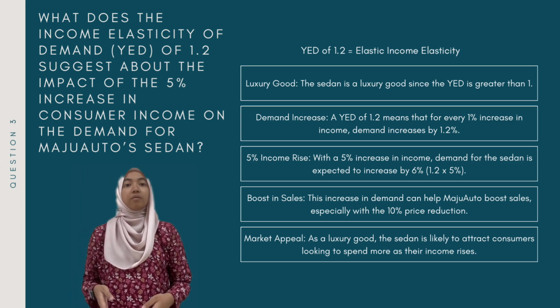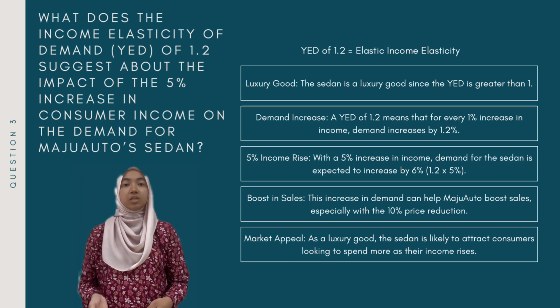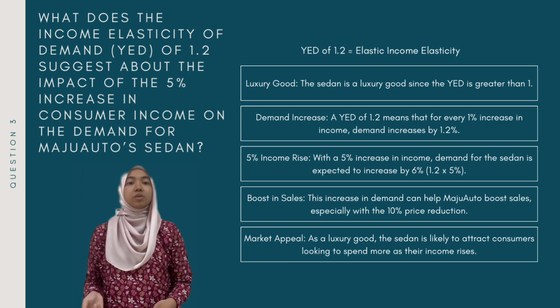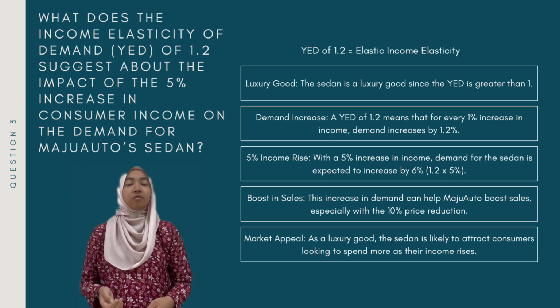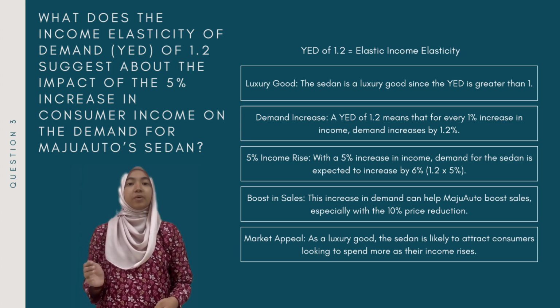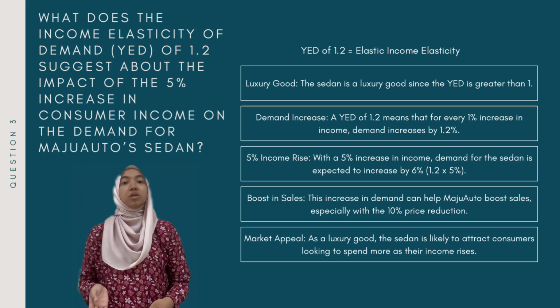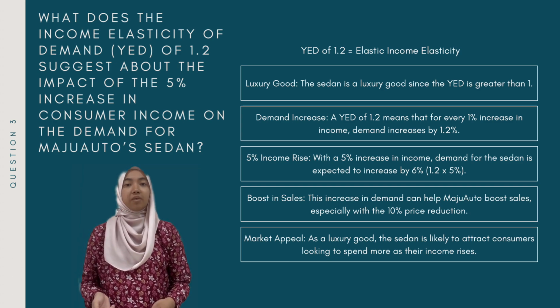This means that for every 1% increase in consumer income, the demand for the sedan is expected to increase by 1.2%. If consumer income rises by 5%, the demand for the sedan will increase by 6%. Calculate as 1.2 multiplied by 5%.